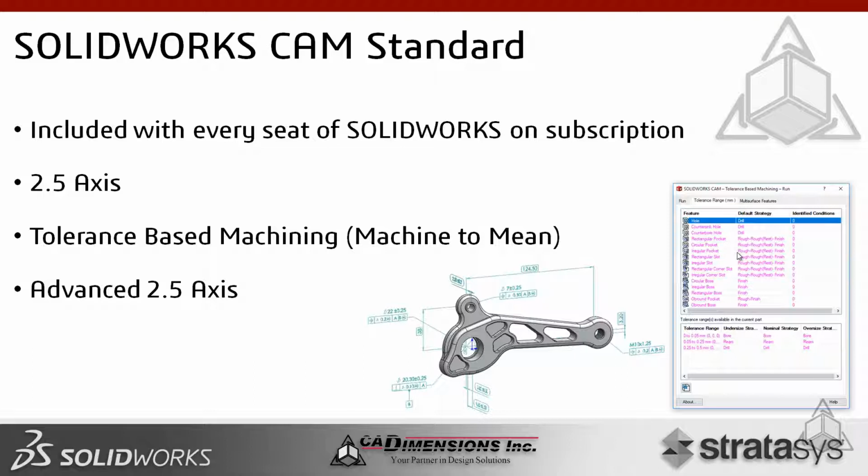In some cases, you might hear that SolidWorks CAM has 3-axis capabilities. It's kind of 3-axis, but not really. We'll talk about that a little bit more in depth in a little bit. For now, we'll just call that advanced 2.5 axis. And then they also included high-speed machining.